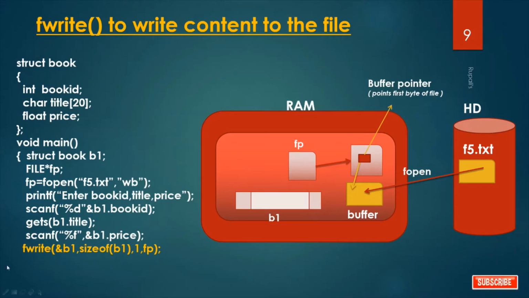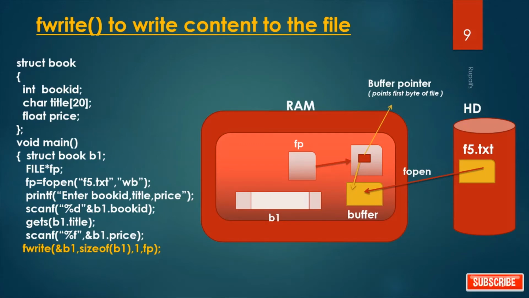Then there is the fwrite function. This statement writes the structure to the file. Here the first argument is the address of the structure to be written to the disk. The second argument is the size of the structure in bytes. Instead of counting the bytes occupied by the structure ourselves, we let the program do it for us by using the sizeof operator. The sizeof operator gives the size of the variable in bytes.